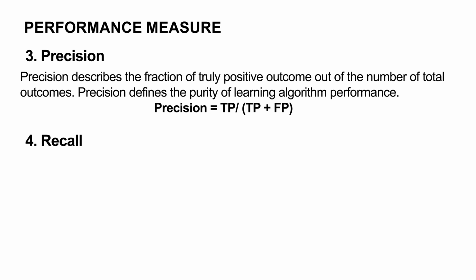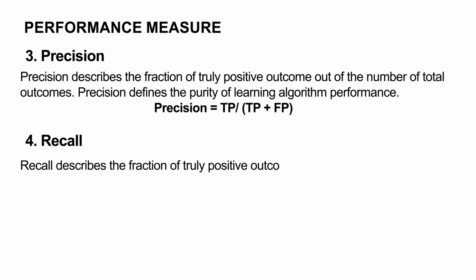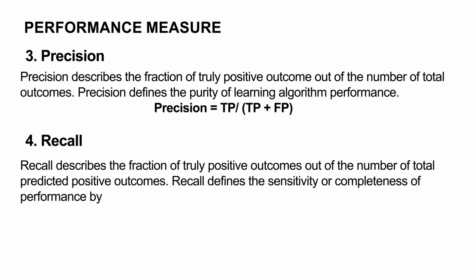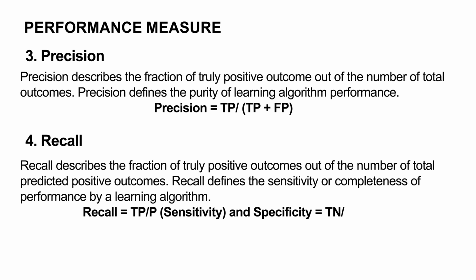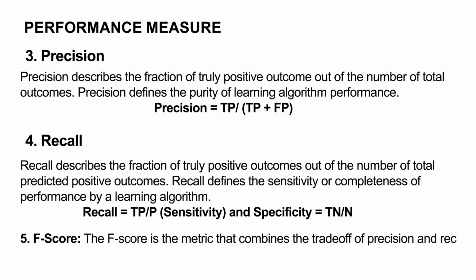4. Recall. Recall describes the fraction of truly positive outcomes out of the number of total actual positive outcomes. Recall defines the sensitivity or completeness of performance by a learning algorithm. Recall equals TP per P, sensitivity. And specificity equals TN divided by N. Fifth, F-score. The F-score is the metric that combines the trade-off of precision and recall.